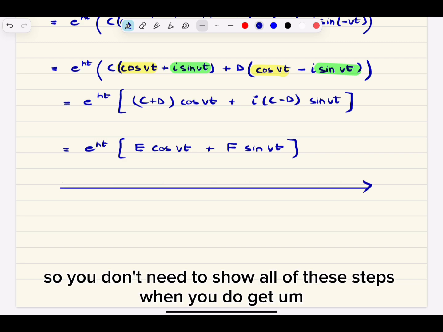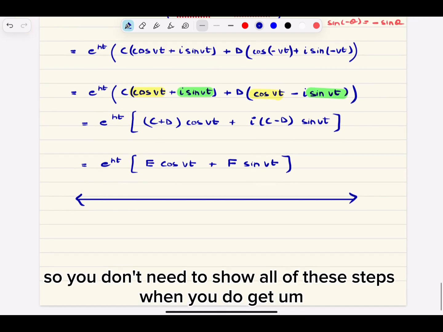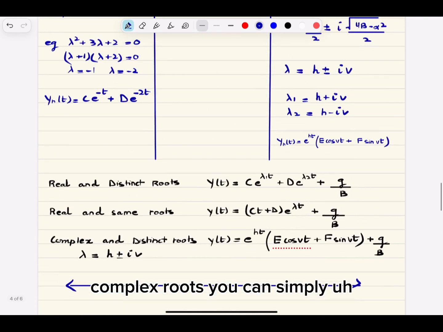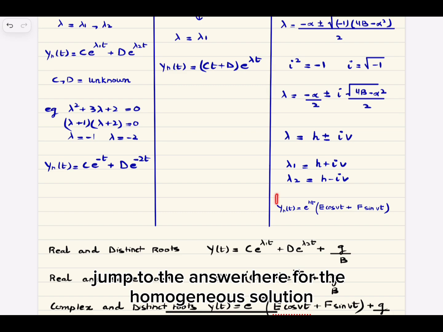So you don't need to show all of these steps. When you do get complex roots, you can simply jump to the answer here for the homogeneous solution.